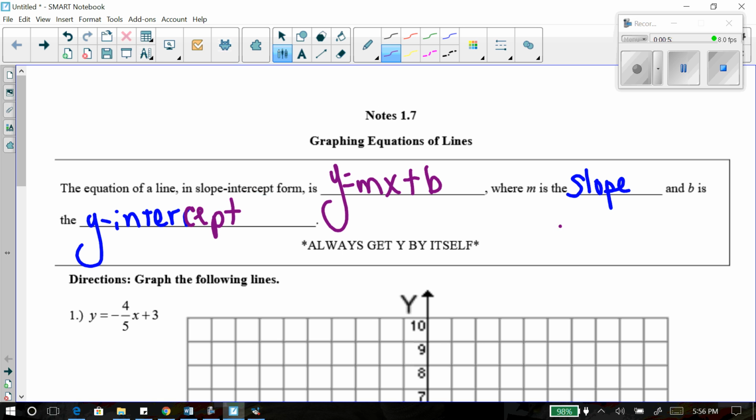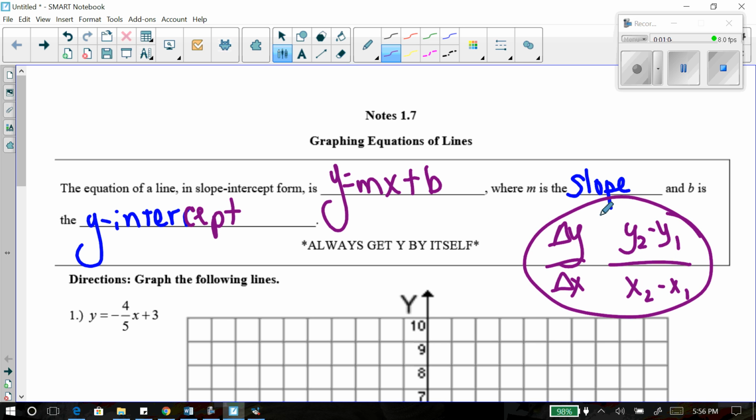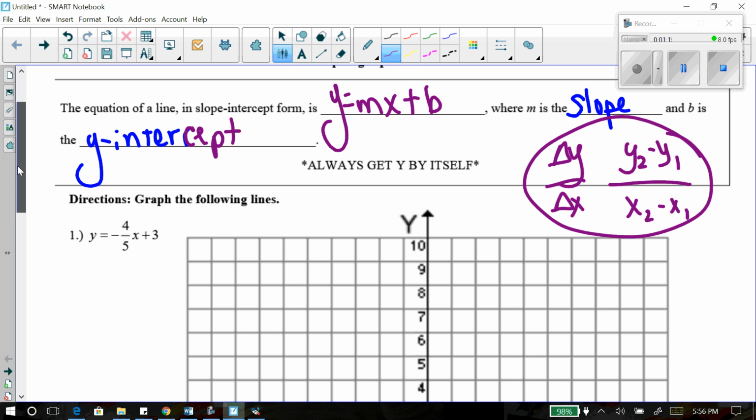Now, if you remember, slope is change in y over change in x. You subtract your y's over subtracting your x's. We'll do another problem with slope another day, but I just wanted to remind you of that. So now when we graph equations of lines, we always need y by itself. So let's start out easy here. The y is already by itself, so we're ready to graph.